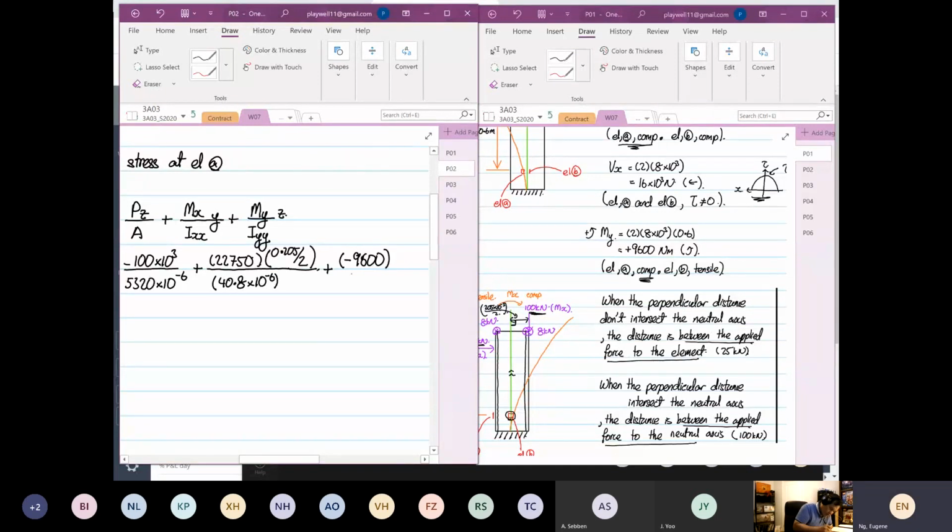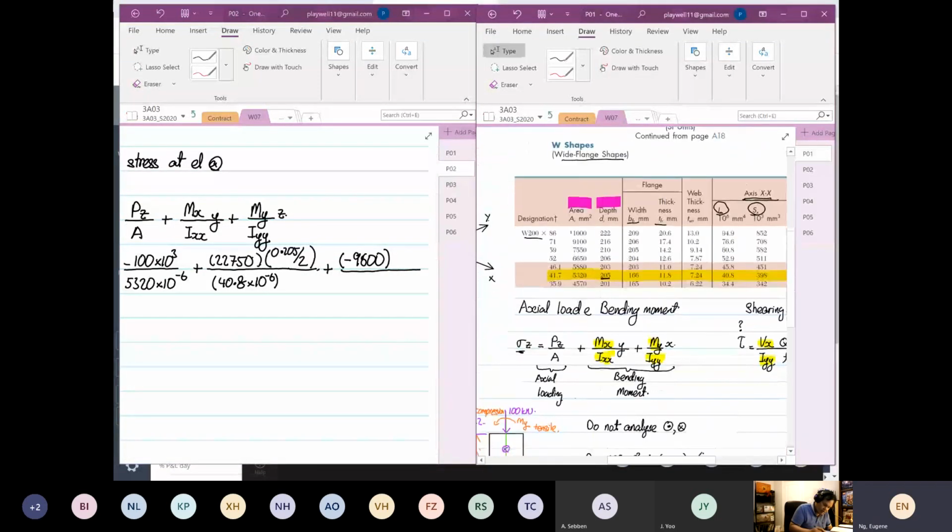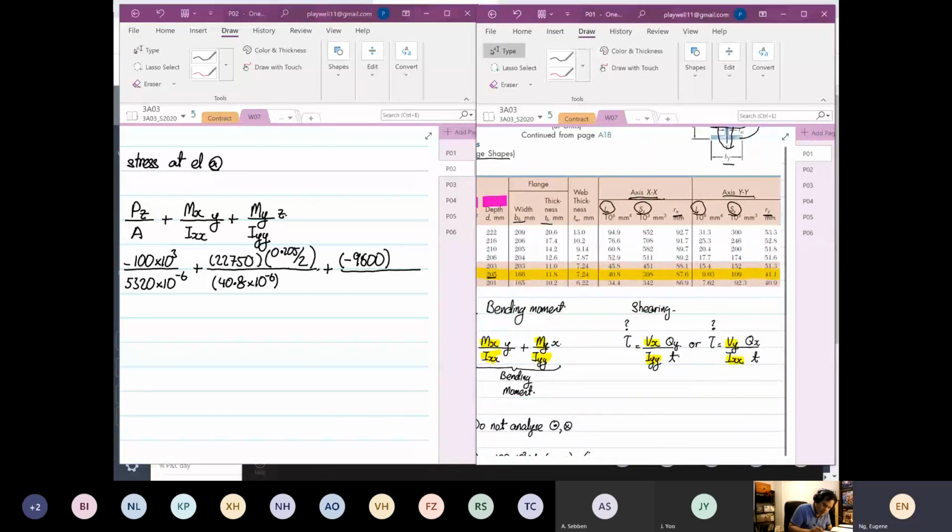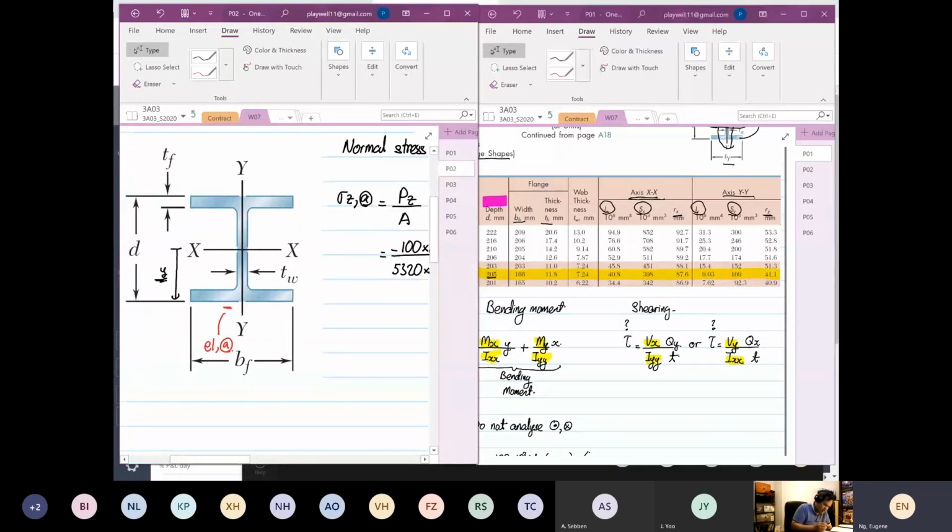Divide by Iyy. So you look at the table, look at Iyy. It's 9.03 times 10 to the power minus 6. Then, sorry, I got this wrong. This is my x distance. Then you have to find out the x distance.